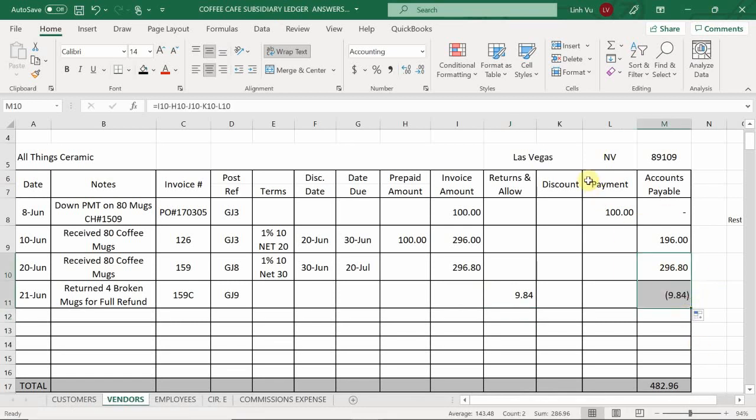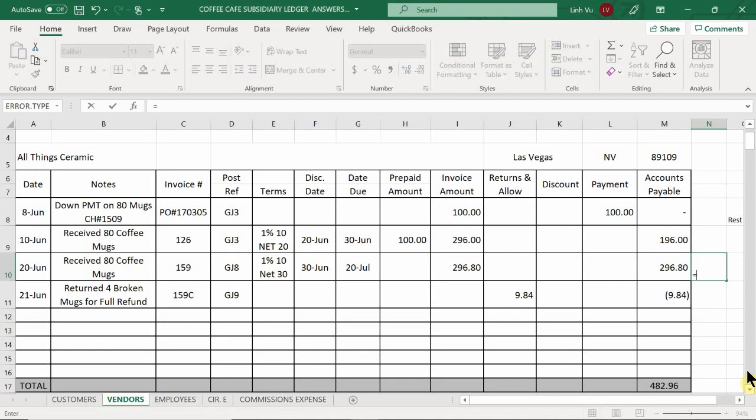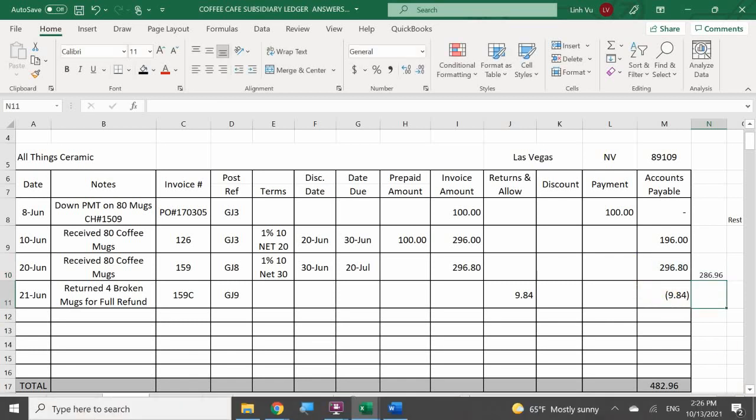Now, what you can do here too is, now that we have a new bill, in this column you could add the adjusted accounts payable or adjusted bill. So if I'm supposed to have my bill to be $296.80, but I end up refunding $9.84, that means this bill is going to be due for $286.96.